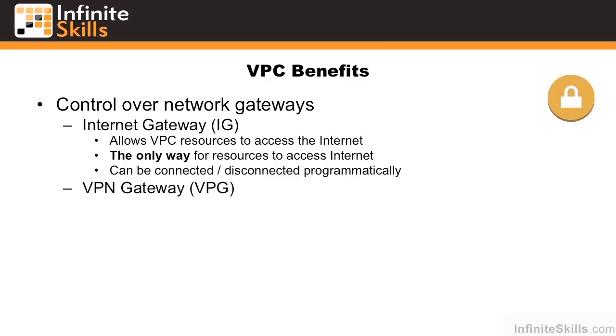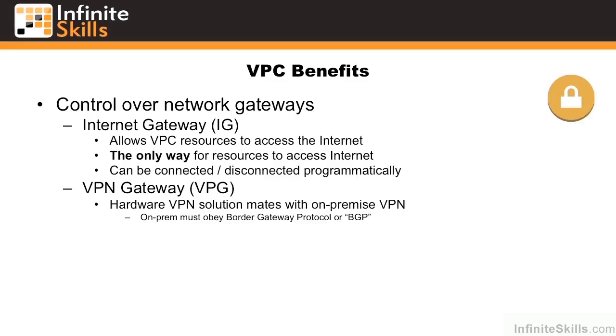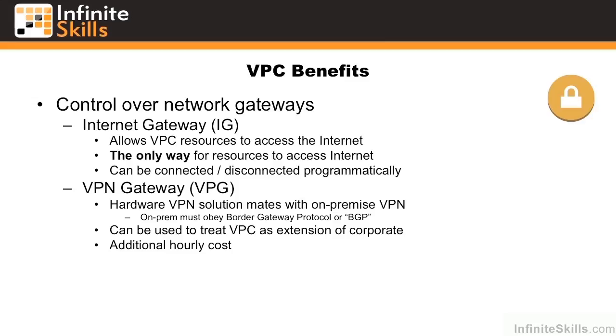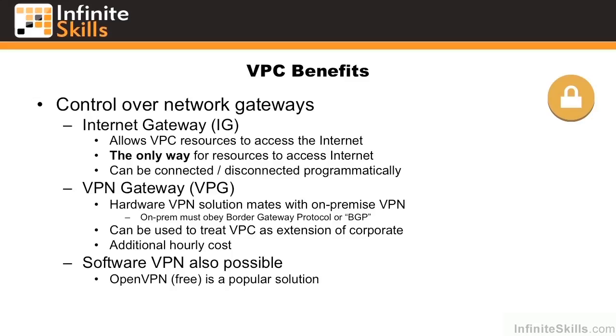There's also a VPN gateway or VPG. This is a hardware VPN solution that mates with your on-prem VPN. Your on-prem has to obey BGP or Border Gateway Protocol. Most of the major VPN appliances do. These can be used to treat the VPC as an extension of corporate. It comes at an additional hourly cost, and software VPN is also possible. I've deployed OpenVPN many times, and I can recommend it as an excellent solution.